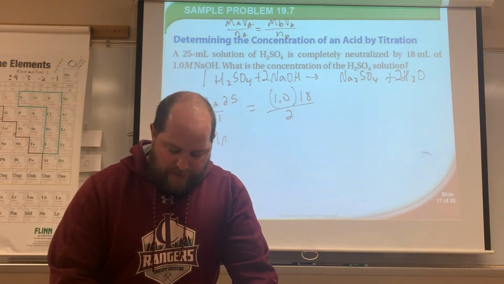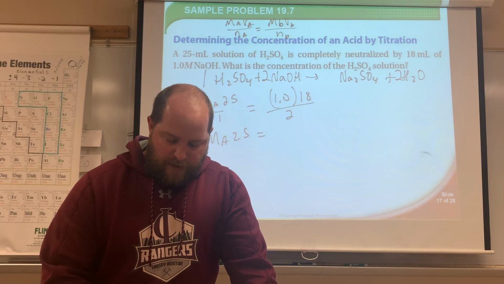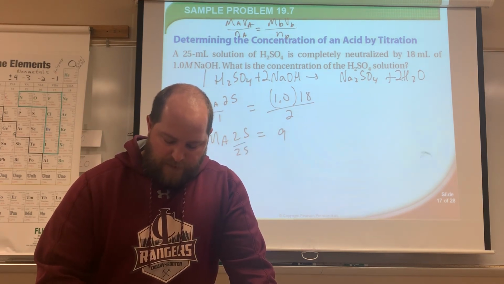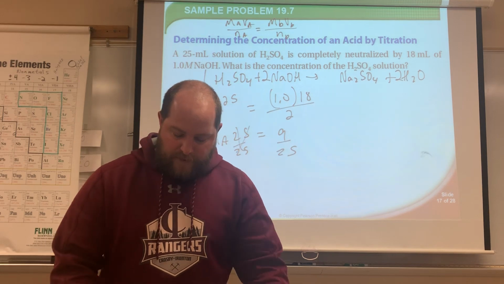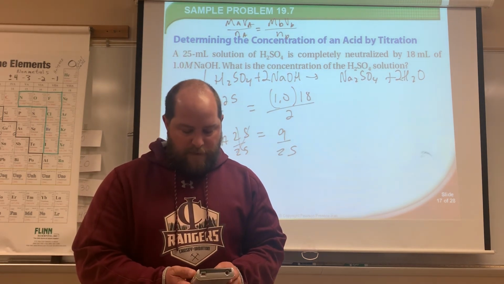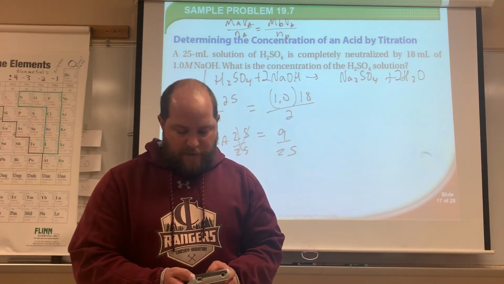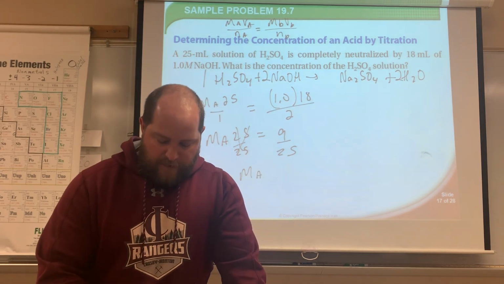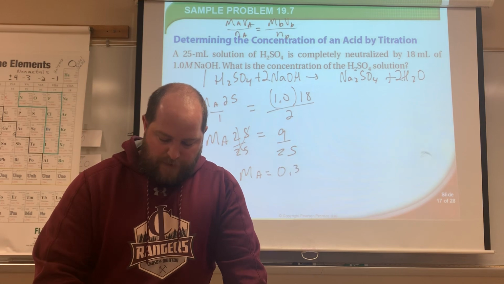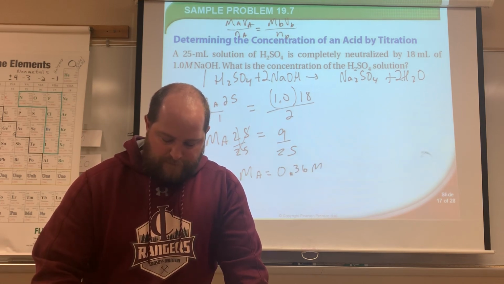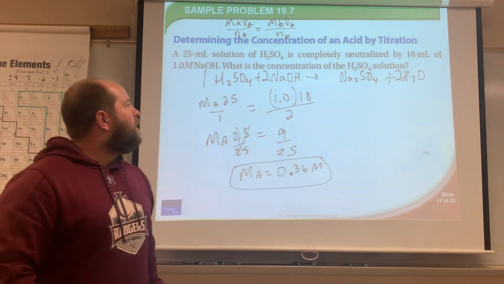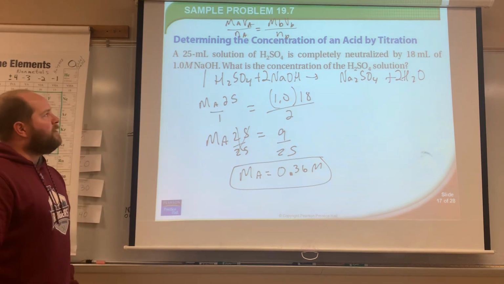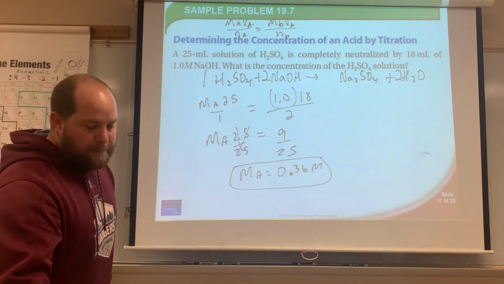So we just solve this for the molarity of the acid. So you're going to have this times 25 equals 9. Divide both sides by 25. 9 divided by 25. And the molarity of the acid must be 0.36. So there it is.